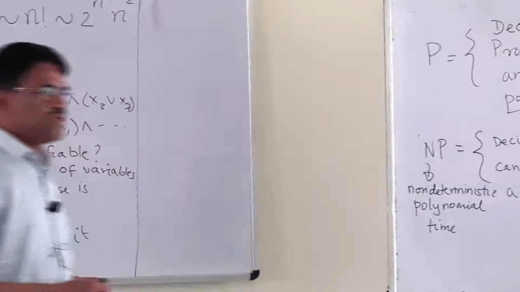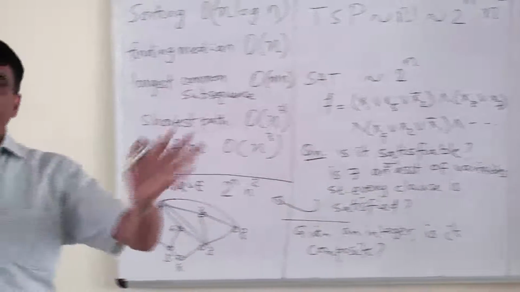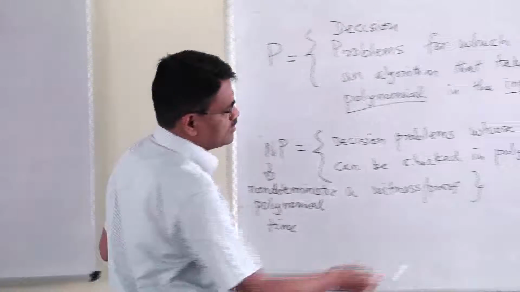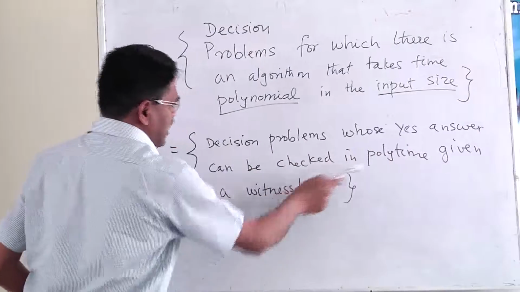That means I give you this 100-digit number. I give you several days to go and check whether it's composite. You don't care how much time you take. You want to come back and say yes, it is composite. How will you convince me? So the yes answer should be checked in polynomial time.